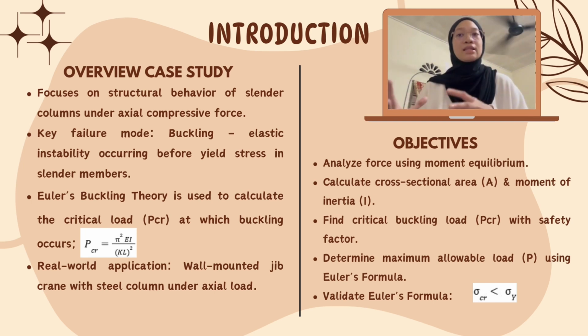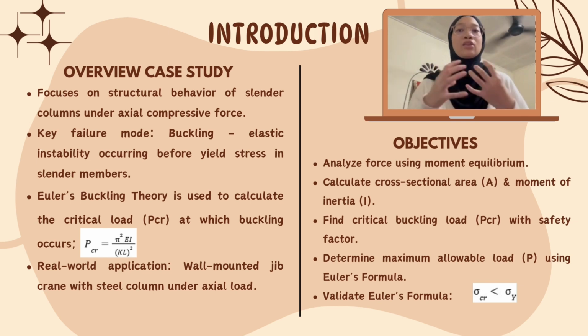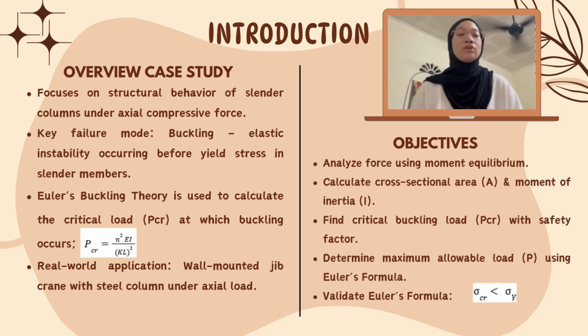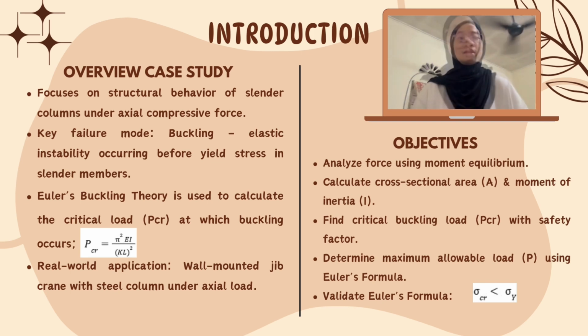It is an elastic instability occurring before yield stress in slender members. In this case study, we can use Euler's buckling theory to calculate the critical load at which buckling occurs, which has the formula Pcr = π²EI / (KL)². The real-world application that we use in this study is a wall-mounted jib crane with a steel column under an axial load.